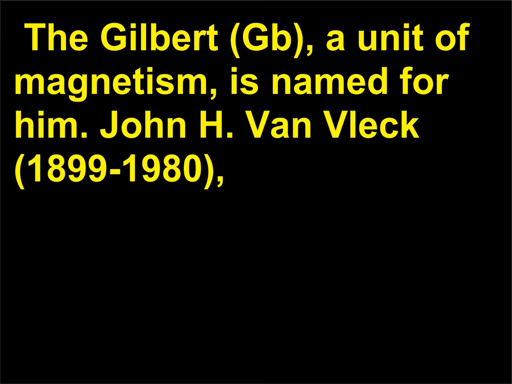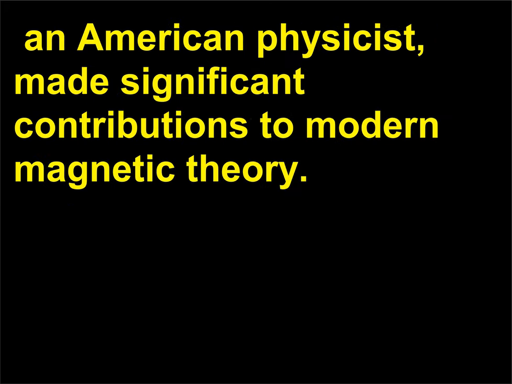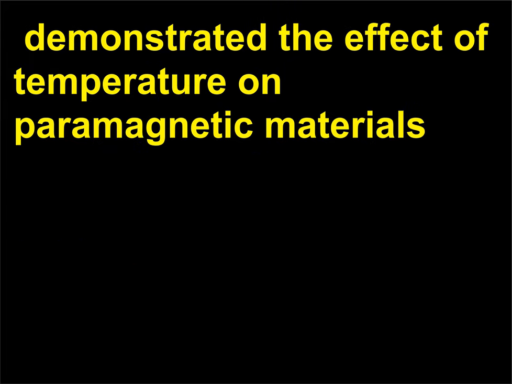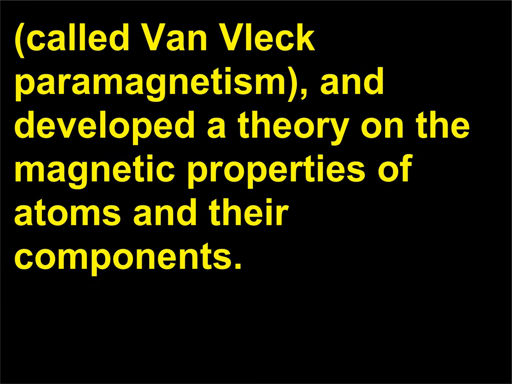John H. Van Vleck, 1899-1980, an American physicist, made significant contributions to modern magnetic theory. He explained the magnetic, electrical, and optical properties of many elements and compounds with the ligand field theory, demonstrated the effect of temperature on paramagnetic materials, called Van Vleck paramagnetism, and developed a theory on the magnetic properties of atoms and their components.